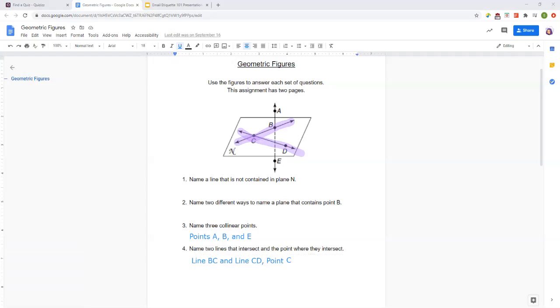You could have picked AE and CB, because they intersect at point B. But you can't pick CD and AE. Those 2 lines don't actually ever intersect.